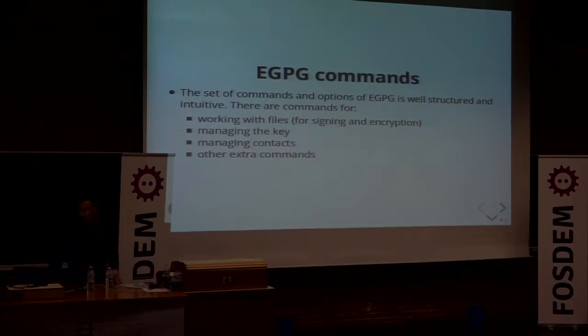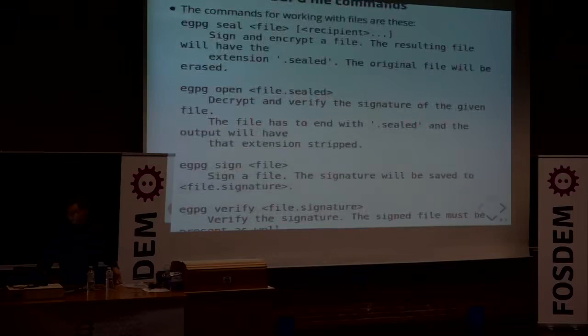eGPG commands. The set of commands and options of eGPG is well structured and intuitive. There are commands for working with files, for signing and encryption, managing the key, managing contacts, and other extra commands. The commands for working with files are these: eGPG seal, and then a file, and then a list of recipients. eGPG open, and then the file which is sealed, which is the reverse option of sealing. eGPG sign to get the signature for a file, and then eGPG verify to verify the signature of a file.